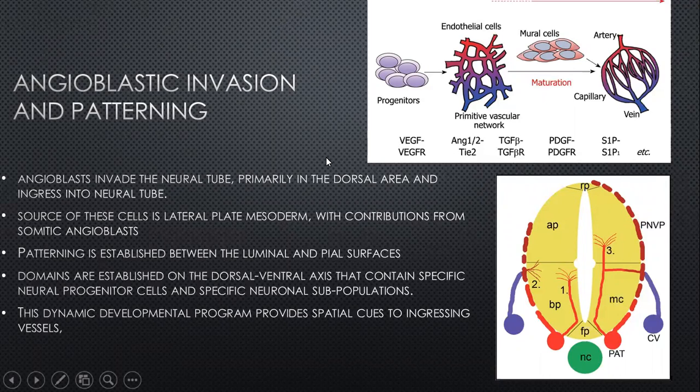Where do these angioblasts come from? Well, they come from the mesoderm, typically the lateral plate mesoderm. That's where they come from. And they are invading into this developing neural tube, which itself is developing a specific pattern. What do I mean by that?